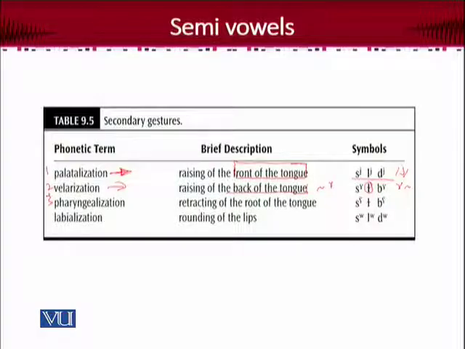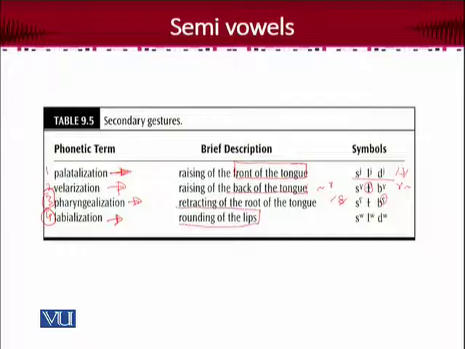Then the third super important is pharyngealization for Arabic sounds. That's the third type of secondary articulatory gesture. And for this, the root of the tongue is retracted. And the examples are that this ayn, the Arabic ayn, that's added to the primary articulatory gesture is a secondary articulation. And the fourth one is labialization, which is quite common in English as well as in Arabic.